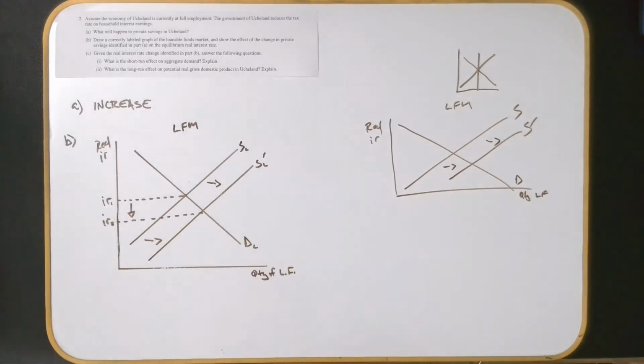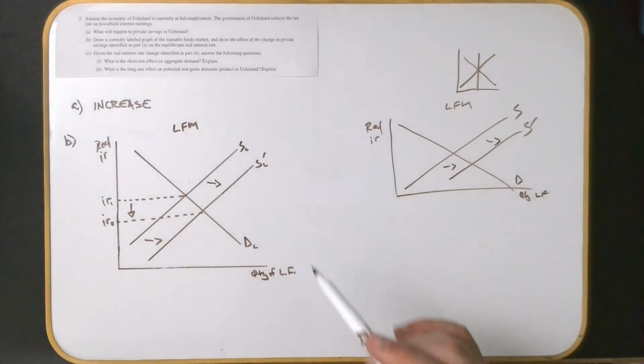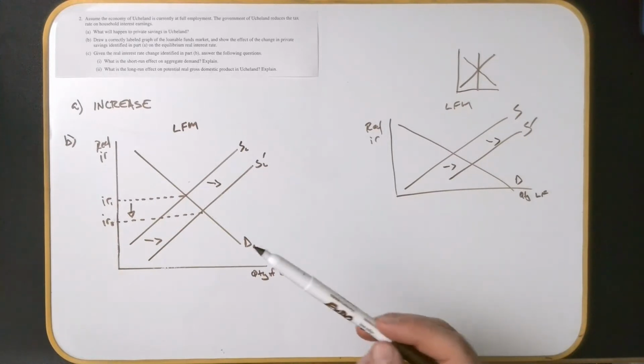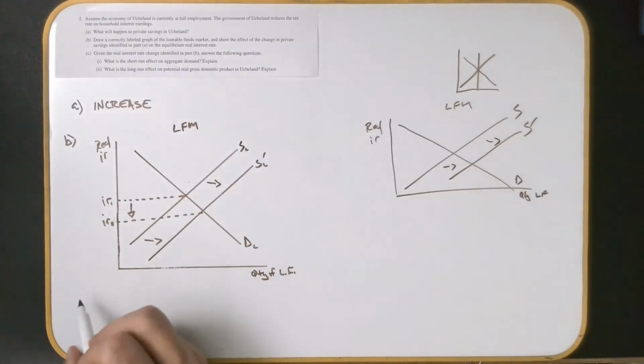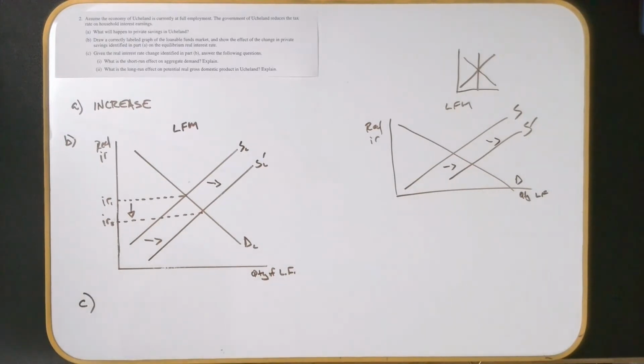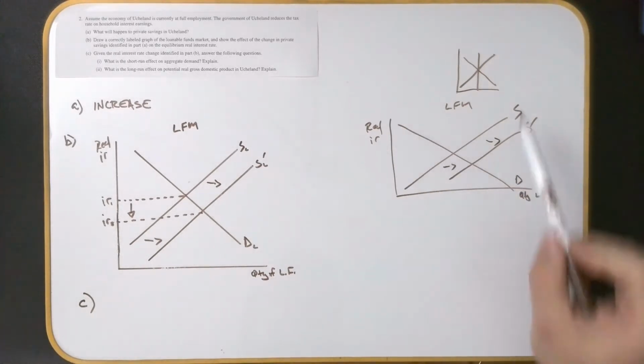Okay. So, draw a correctly labeled loanable funds market, show the impact on equilibrium of the shift. Alright, so we showed that. Okay, part C. This one's a fairly short question. It says, given the real interest rate change identified in part B, that they're lower, answer the following. What's going to happen to aggregate demand? Well, that's interesting. They're kind of bringing us back to here.